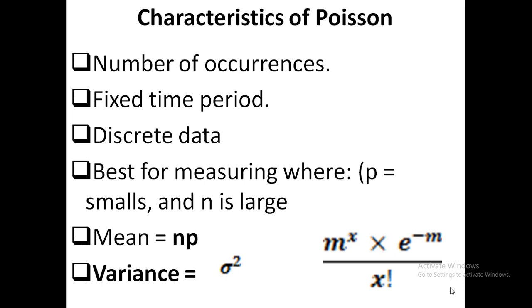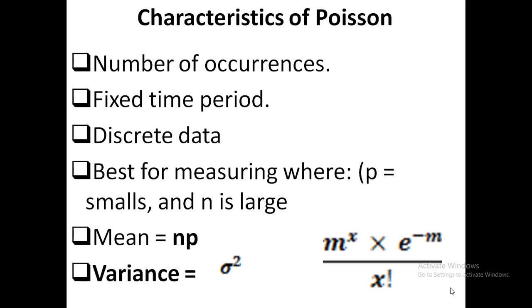And of course, Poisson is the best measure for probability when the probability p is small and n is too large. So at what point do we say the probability is too small? It's when it's less than 10%. At what point do we say n is large? When it's greater than 50. So if you've got even a binomial situation where p, the probability, is too small, less than 10%, and n is too large, beyond 30, then you can approximate the probabilities by using the Poisson distribution.